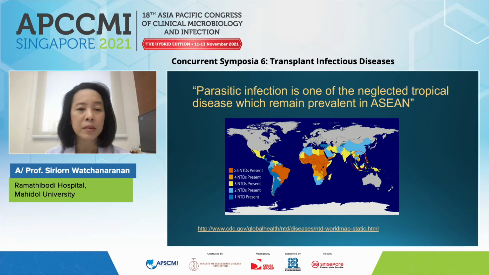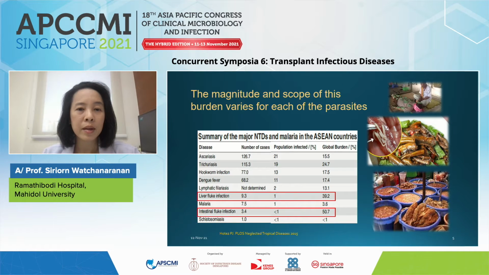Parasite infection is one of the neglected tropical diseases which remain prevalent in Asia. And you can see in the circle where we are, the range of the neglected disease from 1 to more than 5 types of the infection.